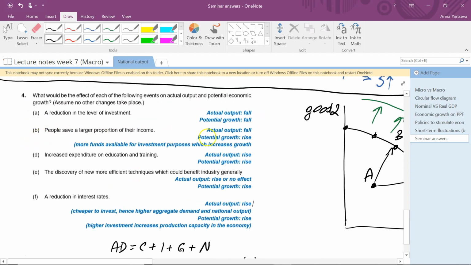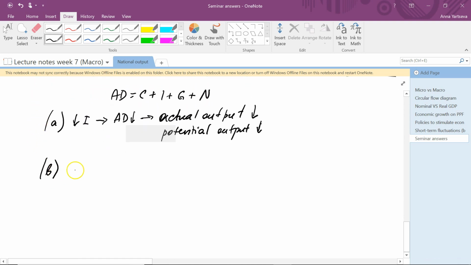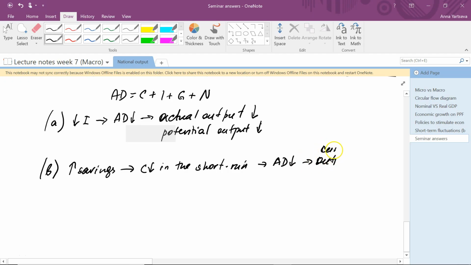When people save a larger proportion of their income, it will be a slightly different story. Higher savings, it's the paradox of savings. Higher savings imply that consumption will drop in the short run, in the immediate future, which will reduce aggregate demand, and it will reduce national output, current output. People don't spend on products, firms can't sell their output, output drops, current output.